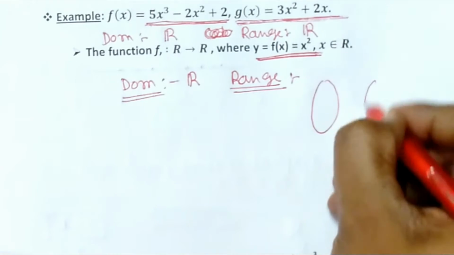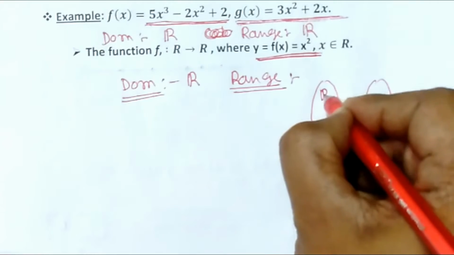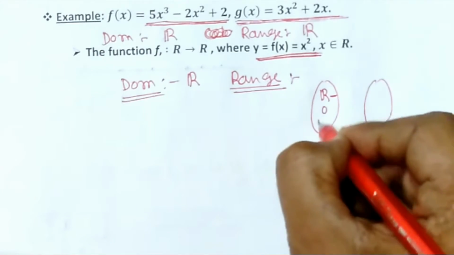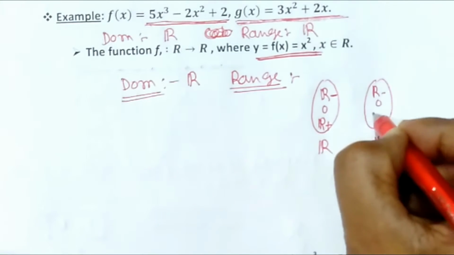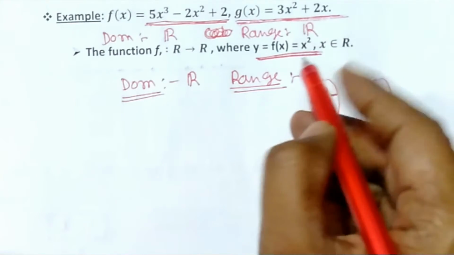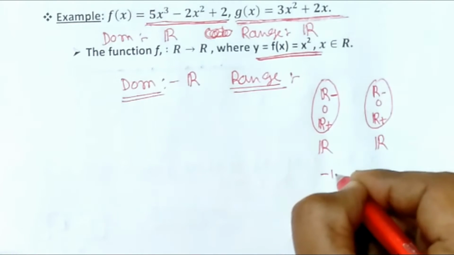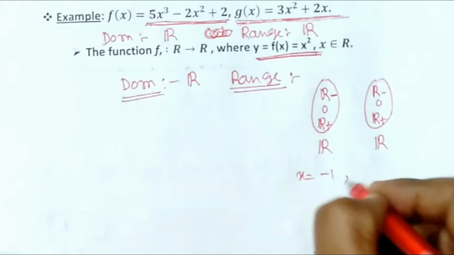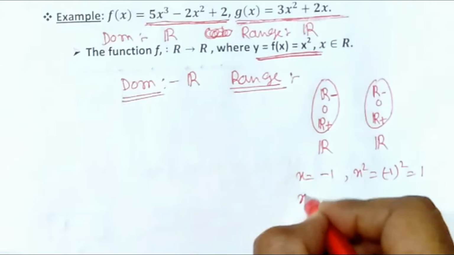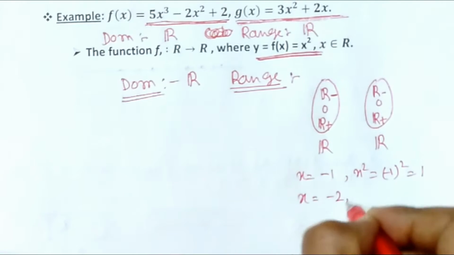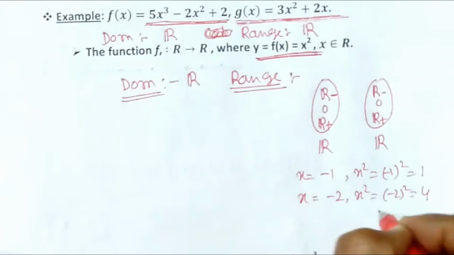Suppose we choose any two sets, this is a set of real numbers. Suppose this is negative real numbers, this is 0 and this is positive real numbers. Similarly, negative reals, 0 and positive reals. Now f of x equals x square. So if we take x equals minus 1, then x square is minus 1 square equals 1. Similarly, if we take x equals minus 2, then x square is minus 2 square equals 4, and so on.